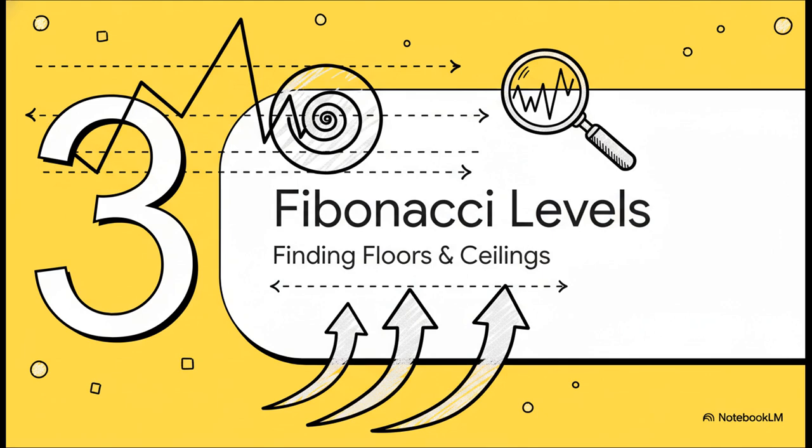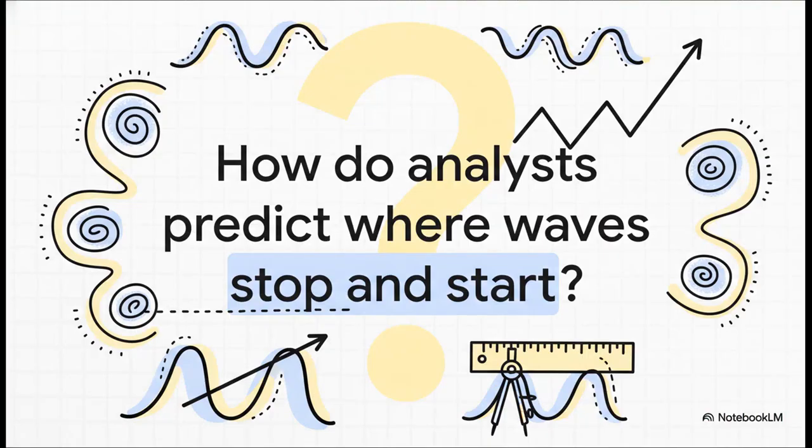Okay, so the idea of waves makes sense, and this is the big question, right? How on earth does an analyst even begin to guess where these waves might stop and start? Well, that brings us to the next tool in their kit. To do that, they need a way to measure these waves and project potential targets. And for that, they turn to a mathematical sequence that's found all over the place in nature. It's pretty wild, actually. They use something called Fibonacci ratios.